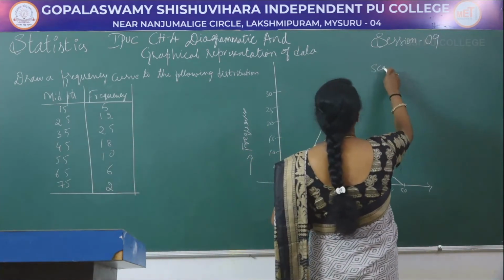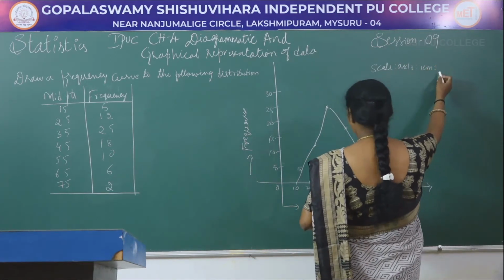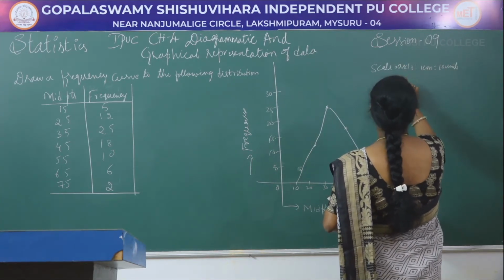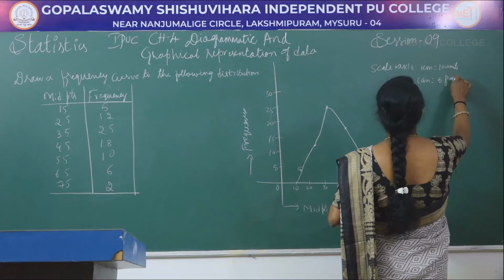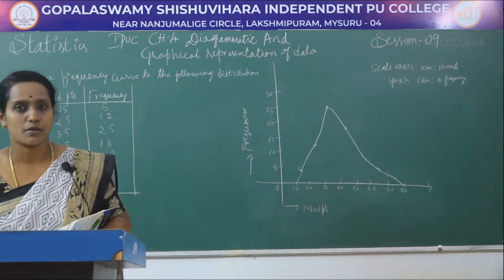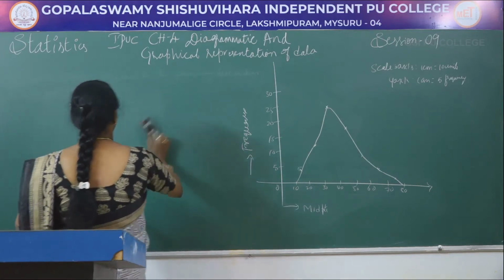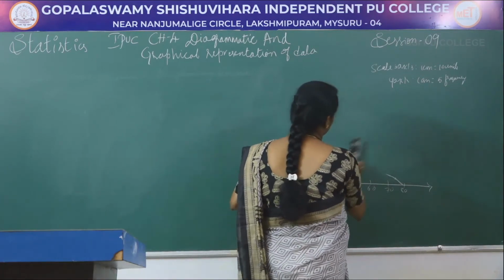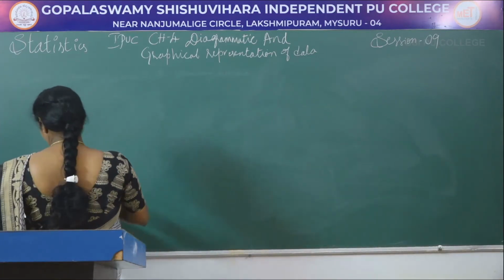Now I should write the scale. X-axis 1 centimeter is equal to 10 units. Y-axis 1 centimeter is equal to 5 frequency or units. So this is how we have to plot the frequency curve. Next problem.